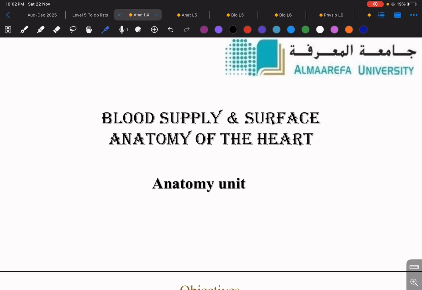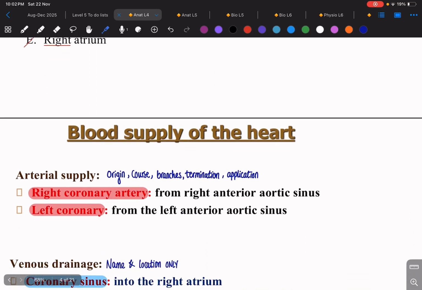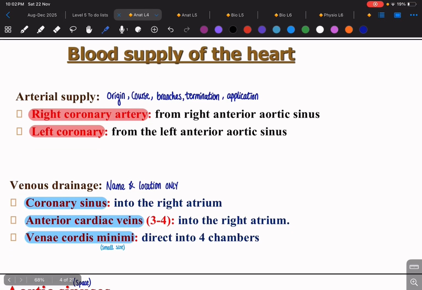Today I'll be explaining the fourth anatomy lecture of this block. So, Bismillah, let's start. In this lecture, we're going to talk about the blood supply and the surface anatomy of the heart. We're going to talk about the arteries that supply the heart, the veins that drain the heart, and all that. So, starting off with an outline of the blood supply of the heart.